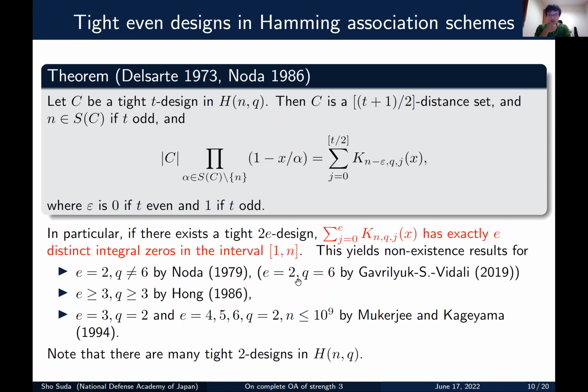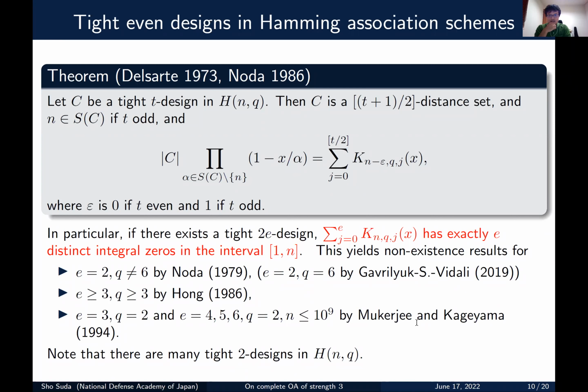By the way, the case Q being 6 was ruled out by our result in 2020. After that, Hong obtained a non-existence result for type 2E designs in the Hamming scheme H(n, Q), where E is at least 3 and Q is also at least 3.